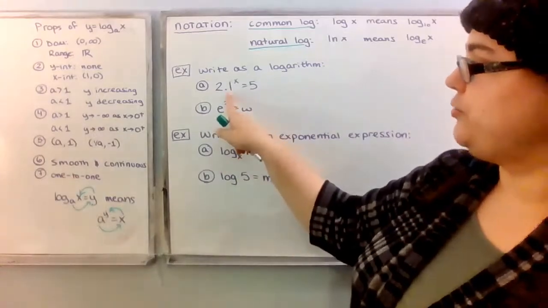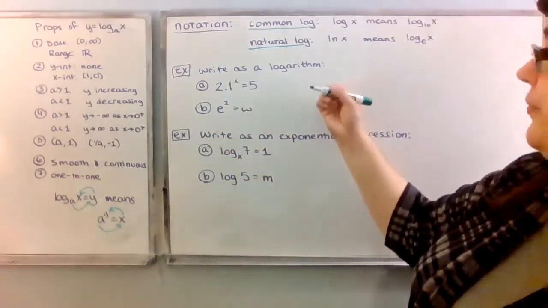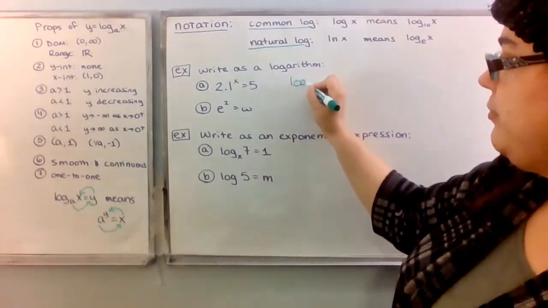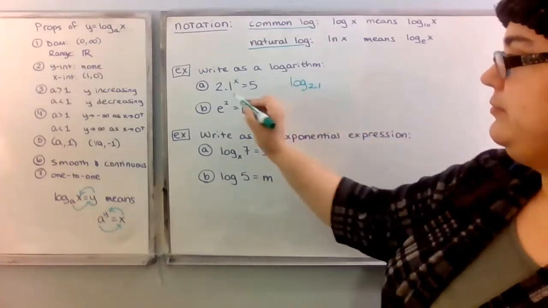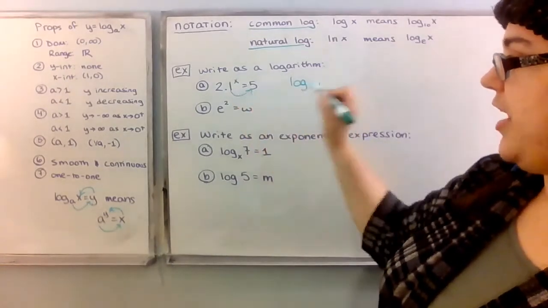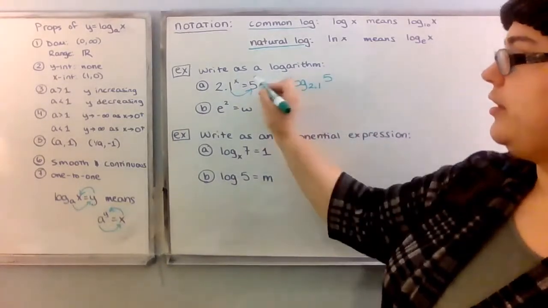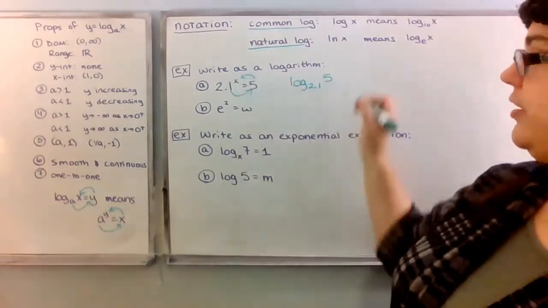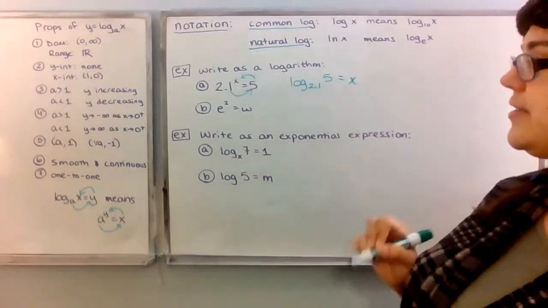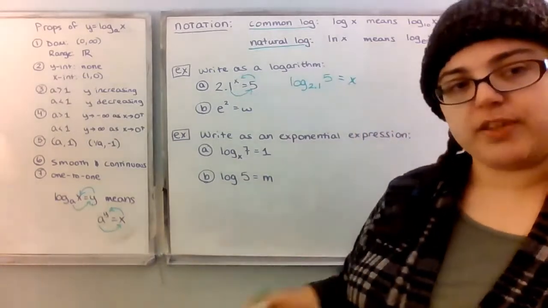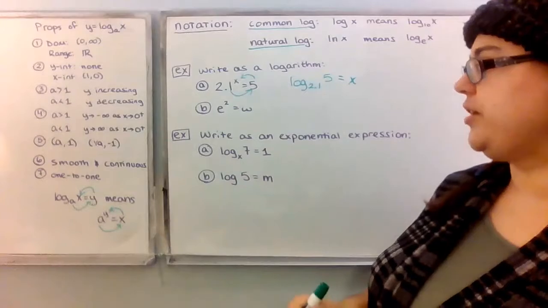So I'm going to start with the 2.1. That's the base of my logarithm. So we have log base 2.1. Go to the other side. That's the argument. So log base 2.1 of 5 is equal to the exponent, is equal to x. There we go. That's how we rewrite that expression.